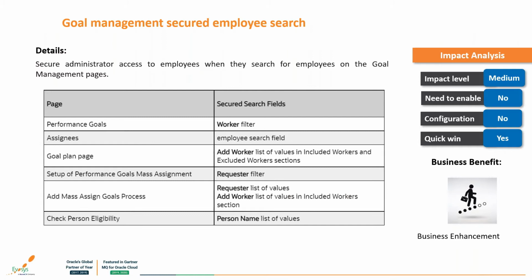Moving to the next feature, goal management secured employee search. In the previous releases, goal administrators could search for any employee in the organization on the goal management pages. It was secured by the view all workers predefined security profile before. But from this release, the goal administrator can search only for the employees that they have access to. The worker list of values is now secured by the managed performance goal by HR function security profile.